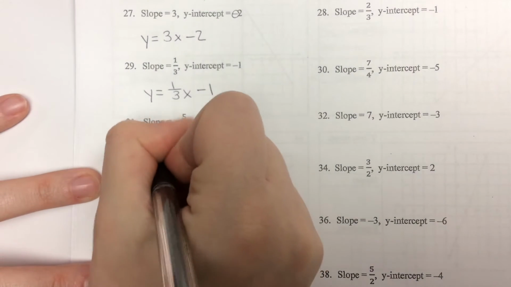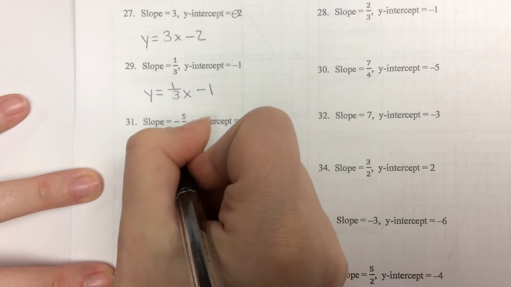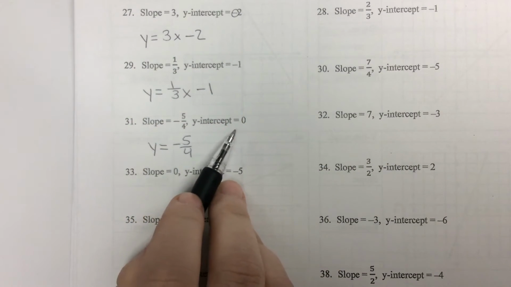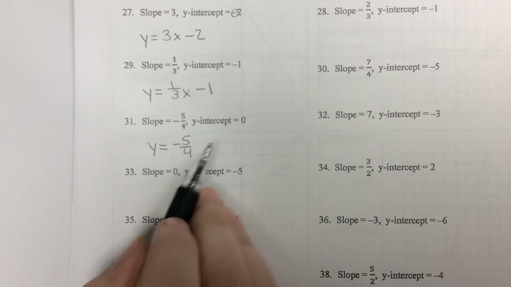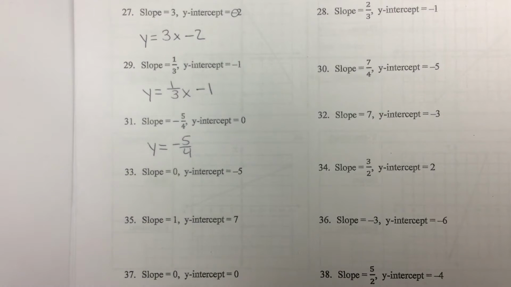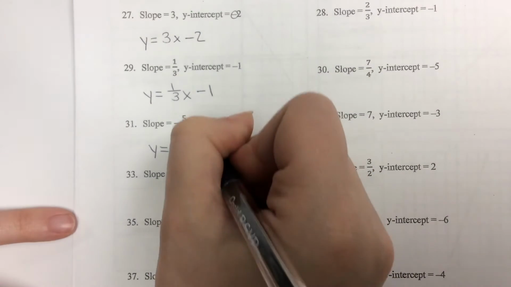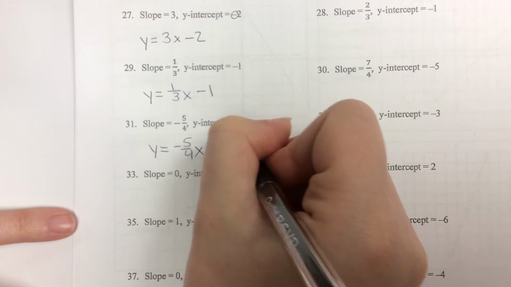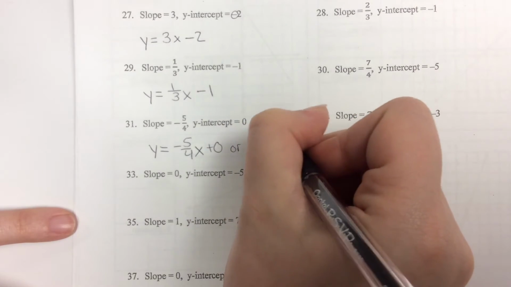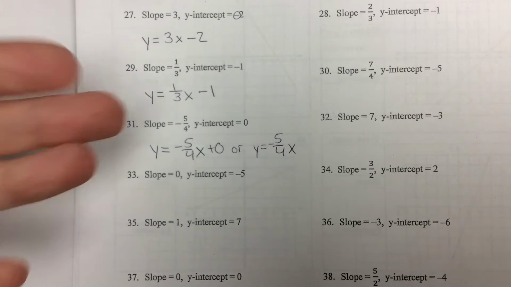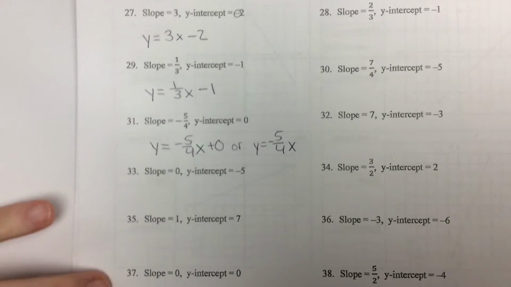31, y equals, now we have a negative slope, -5/4. Ooh, y-intercept is 0. You could put plus 0, but anything plus 0, for example, if we had like 5 plus 0, it's still going to be 5. It's not even there. You don't even have to write it. So you could put plus 0, or you could just leave it as y equals -5/4 x. Okay? Either answer that you give to me, I will accept.